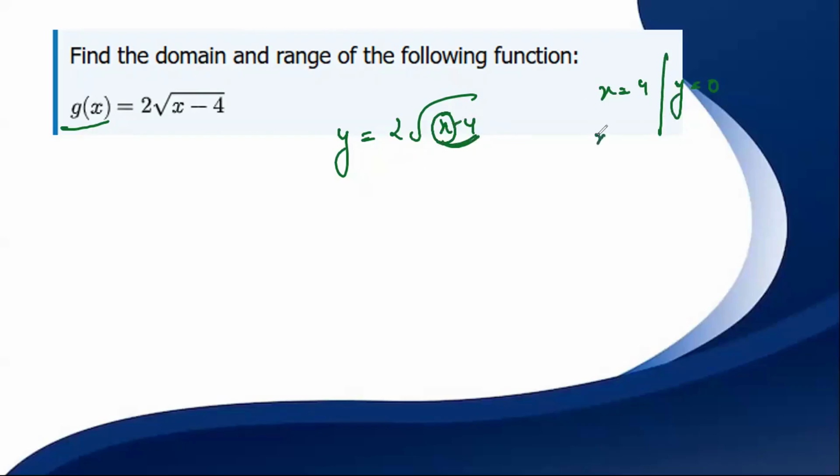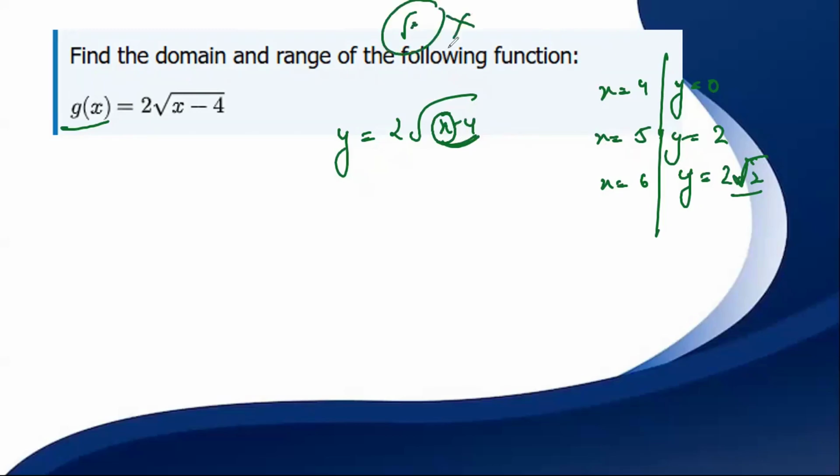If I put x as 5, then y = 2√(5 − 4) = 2√1, and 2 multiplied by 1 is 2. If I put x equals 6, I get y as 2√2. These are real numbers, because irrational numbers are also real numbers. I can't take a value less than 4, because then the square root becomes negative, which means it is not a real number. We want real answers, we don't want imaginary answers, right?